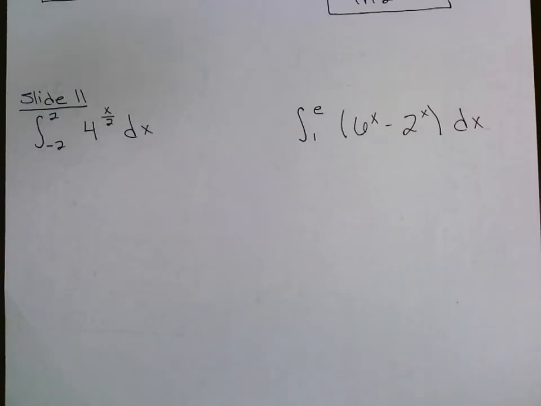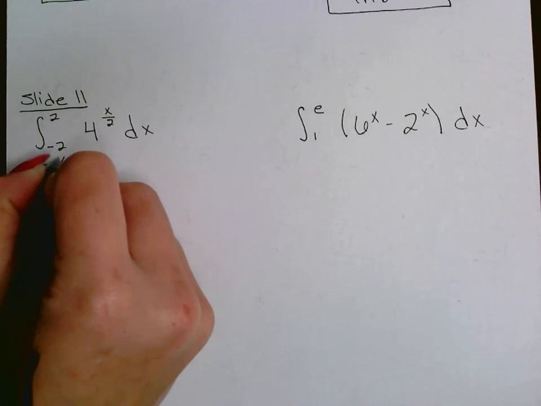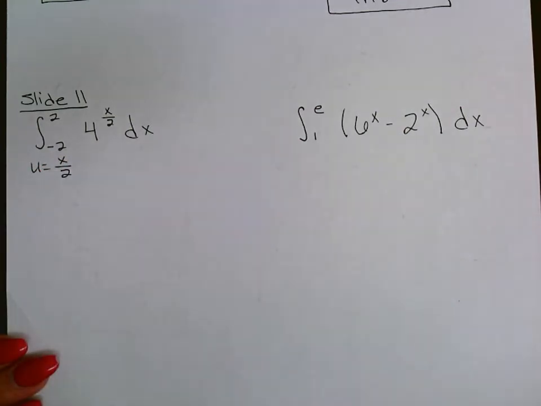All right, let's finish off with these last 2 questions. These are a to the u questions, and they are definite integrals. So for this first one, who is my u? x over 2. What might be an easier way to see that?